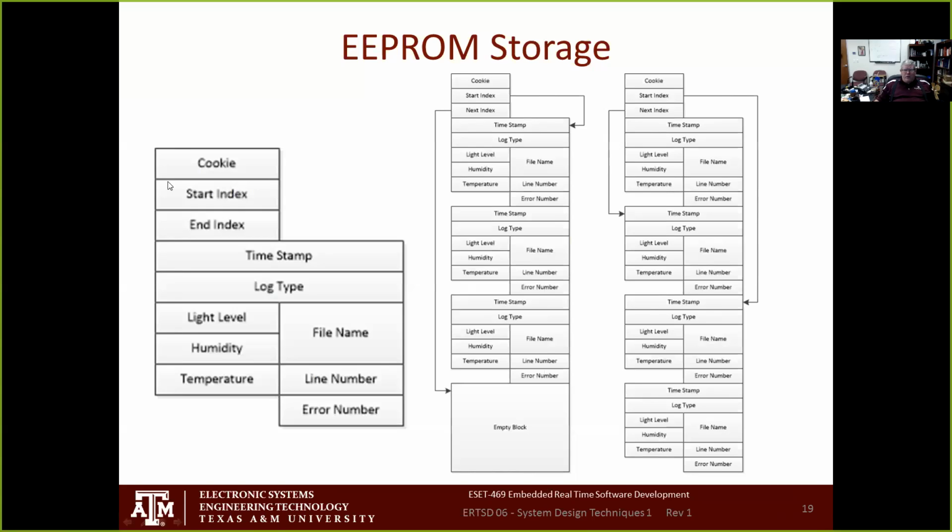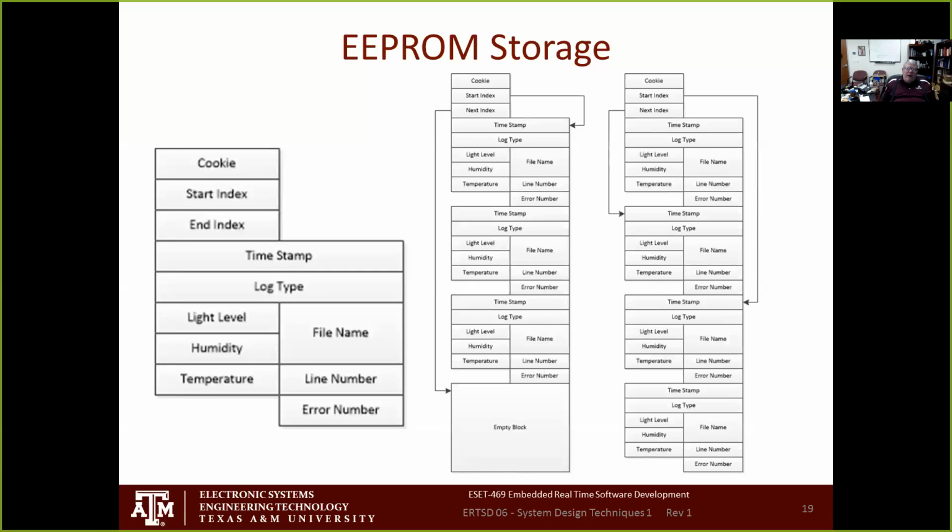The first thing you'll see at the beginning of the EEPROM is this thing that I call a cookie. That can be a byte, it can be a word. Generally, it's a couple of words. A cookie is a value that you can look for to see if the EEPROM has been initialized. That's basically what we're looking for here.